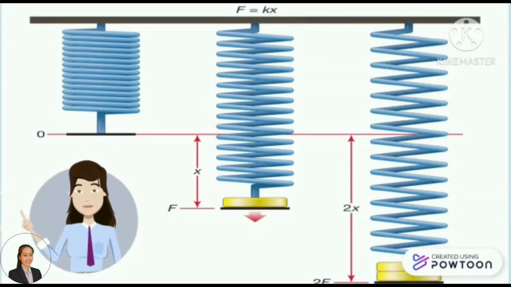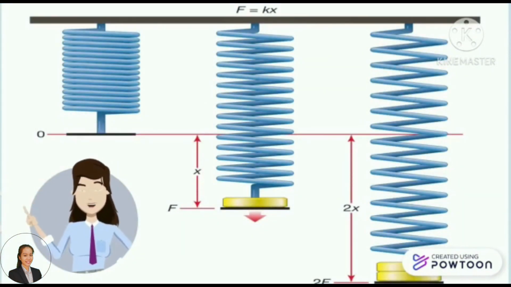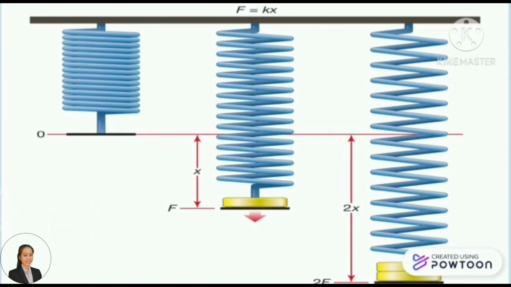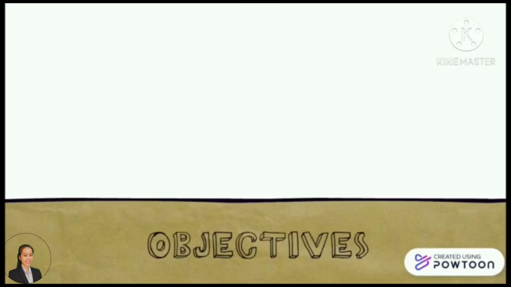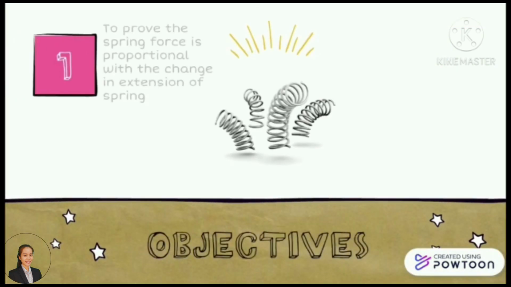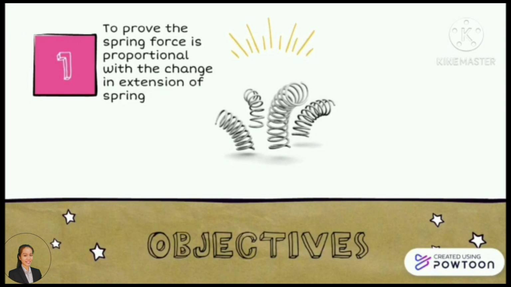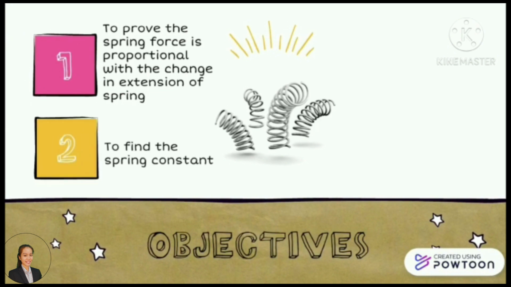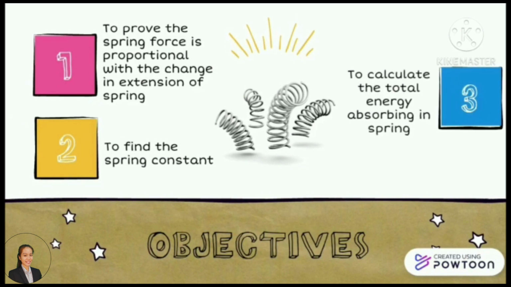To prove Hooke's law, we know that the force applied to the spring is proportional to the amount of stretch, and the proportion is a constant value. Objective. First, to prove the spring force is proportional to the change in extension of the spring. Second, to find the spring constant. Third, to calculate the total energy absorbed in the spring.